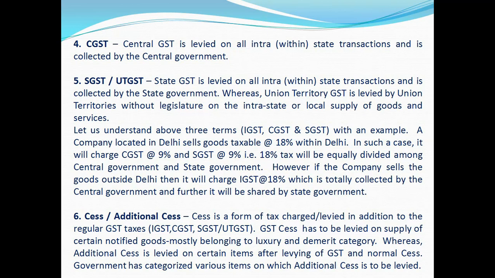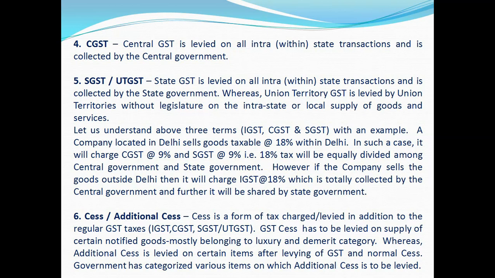A company located in Delhi sells goods taxable at 18% within Delhi, that is, it is a local transaction. In such a case, the company will charge CGST at 9% and SGST at 9%, which will make a total of 18%. If the company sells the goods outside Delhi, then it will charge IGST at 18%.